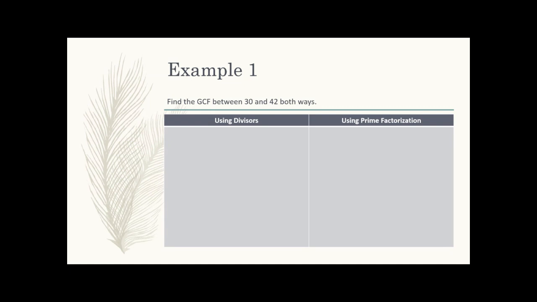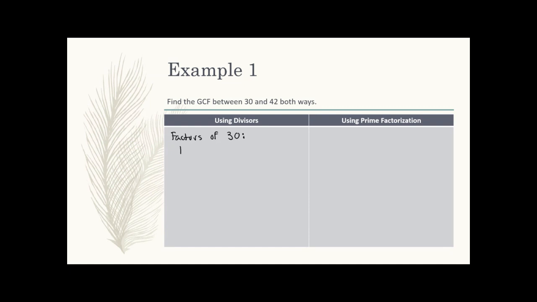If you know your multiplication tables, you know your division, you can do that in your head, but we're going to first do this just by using divisors. Using divisors means you list all of the numbers that you can divide into each of these. These are the factors. So factors of, we're going to start with 30. All of the numbers we can divide into 30.